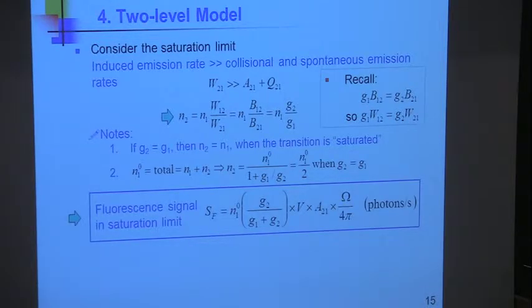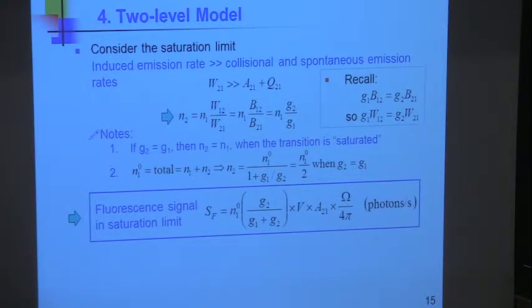Now, if you had a simple 2-level model only, the total number is only those in 1 and 2. And in this case, N2 is just half of what you're after. Good, you're going to get a big signal this way. So the fluorescent signal in this limit turns out to be N1,0 that you're after, ratios of these G's, volume, A, omega over 4 pi. The good news is we got rid of Q, because we don't yet know what Q is. So people love this idea.